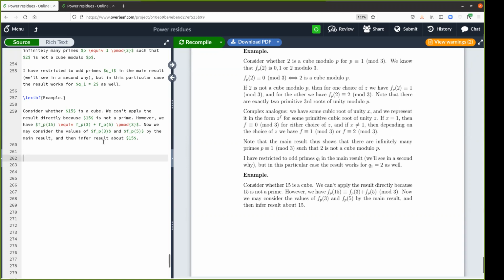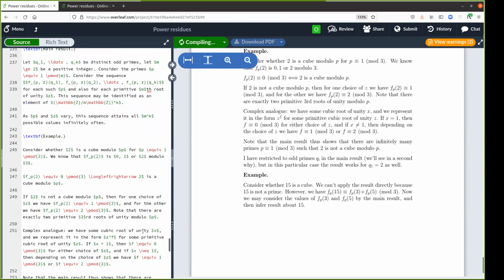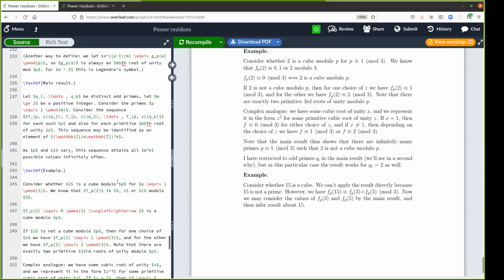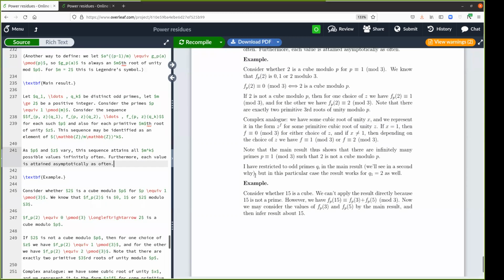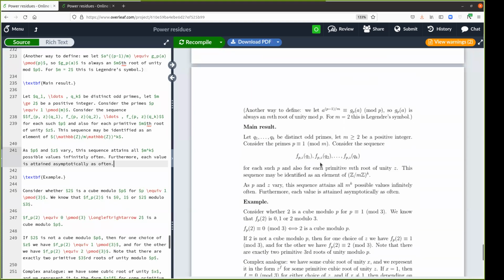And then I'll add into this statement that we actually have an equidistribution result. So not only do we get each possible value of the sequence infinitely often, we actually get each of them asymptotically as often.